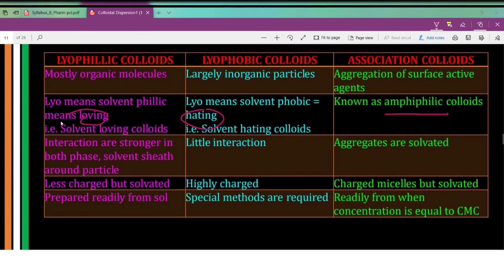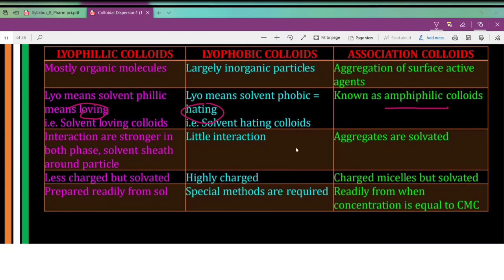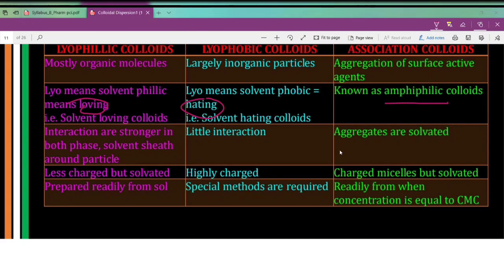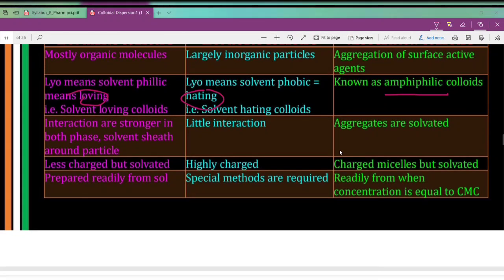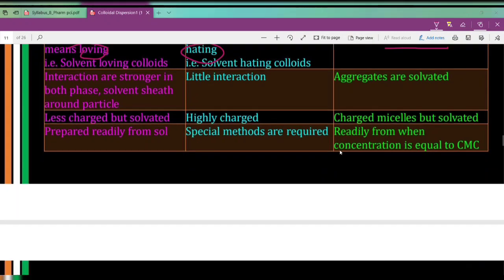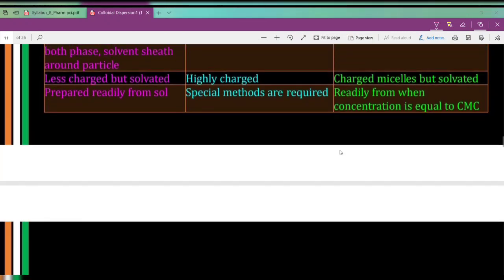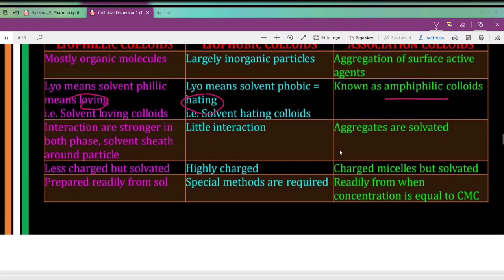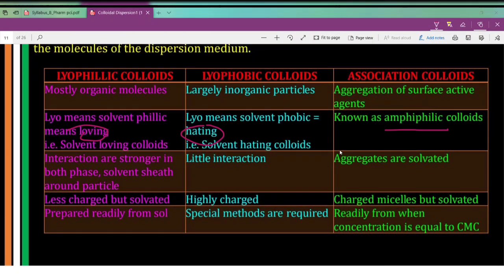And now from the point of view of the interaction, which interaction force is higher for which colloids? Obviously lyophilic colloids have stronger interactions between both phases because the solvent has an affinity towards the colloids. But for the lyophobic, the interaction will be little because the heading or affinity is less. And the association colloids are aggregate particles like surfactant. Now, on the solvated charged particle: in the lyophilic they are less charged but solvated, but in the lyophobic the charge is high, and the association colloid is just a charged micelle but solvated.